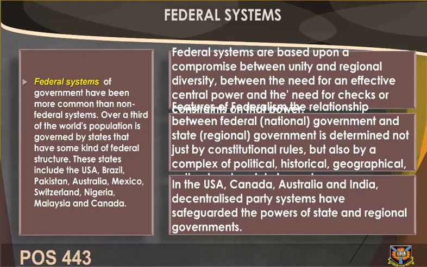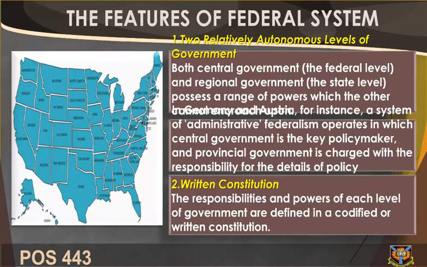Features of federalism. The relationship between federal, national government and state, regional government is determined not just by constitutional rules but also by a complex of political, historical, geographical, cultural, and social circumstances. In the USA, Canada, Australia, and India, decentralized party systems have safeguarded the powers of state and regional governments. The features of federal system.